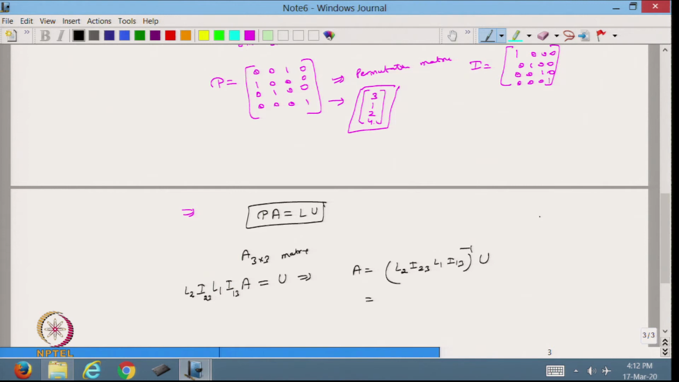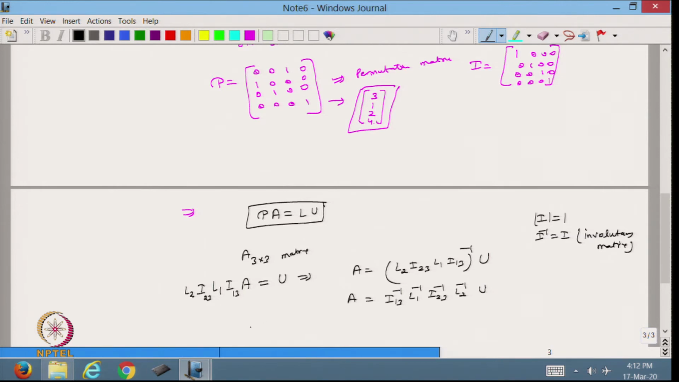and I know that this I determinant is 1, and I inverse is also I. So, this type of matrices are called involutory matrices. So, from here I can write this matrix as I13 inverse, L1 inverse, I23 inverse, L2 inverse U, and that is my A.